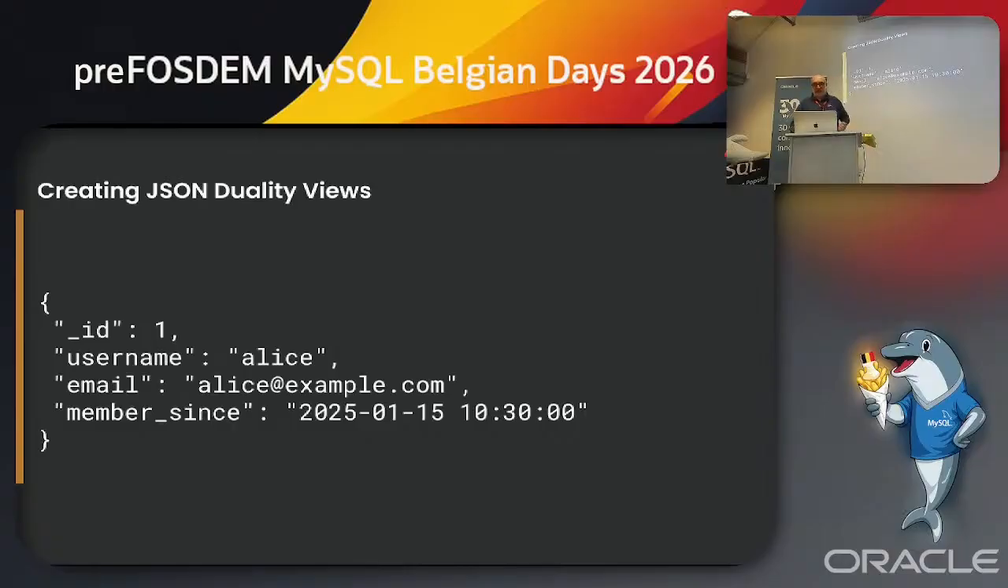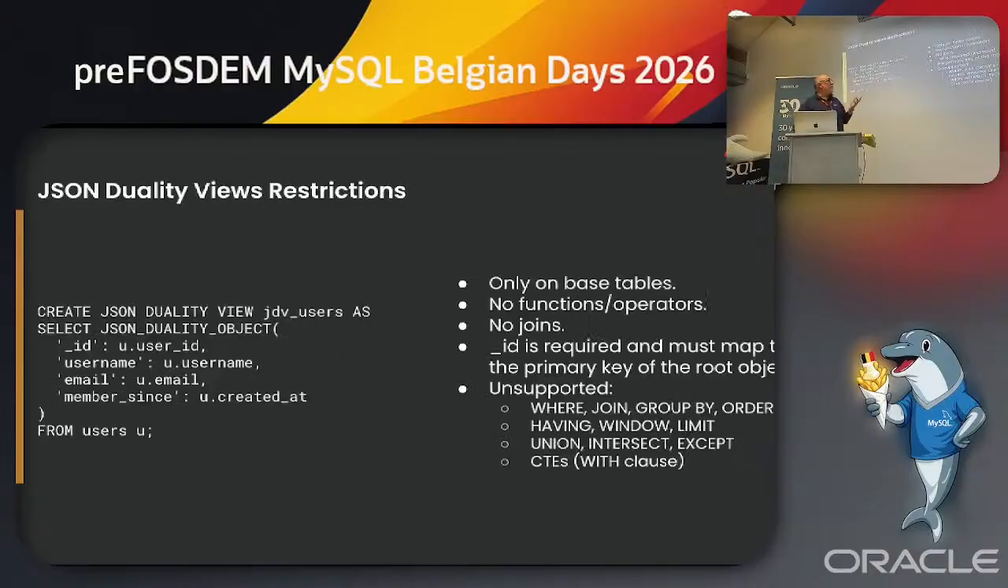We will see later. The problem is that JSON Duality views bring some restrictions. The first one: this has to be a base table. It can't be a view, it can't be a subselect, it can't be a temporary table, it has to be a table. The second one, I can't apply any functions here.